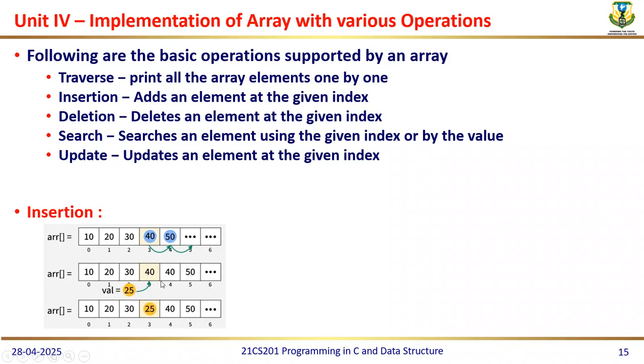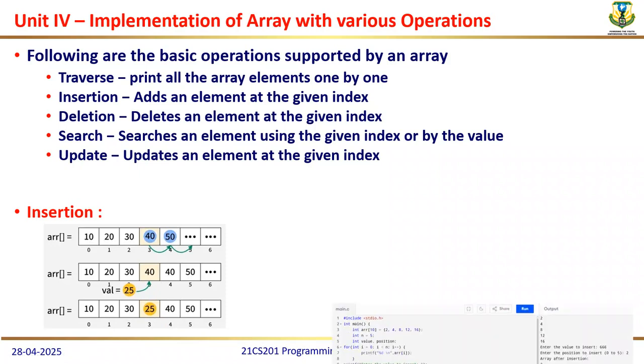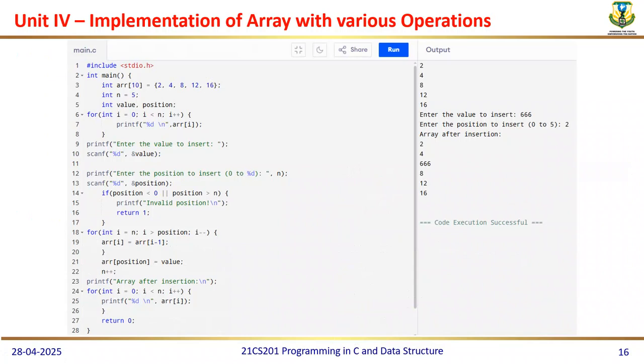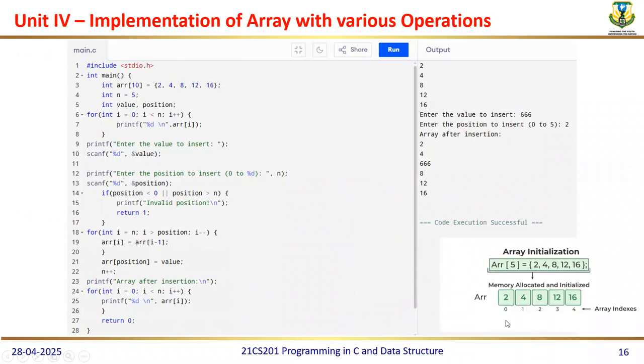This is a theoretical example. How to implement it? For this purpose, I developed a small code, and I would like to show this code also. For example, this array position: what are the values stored?